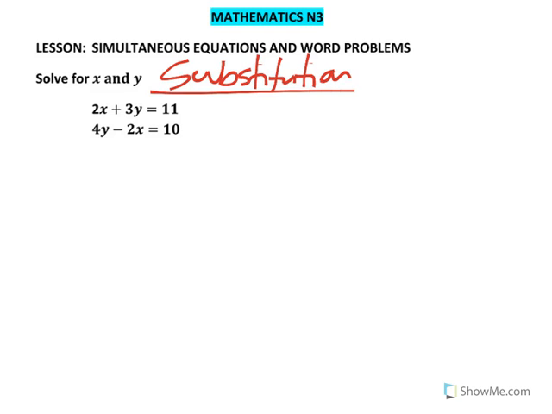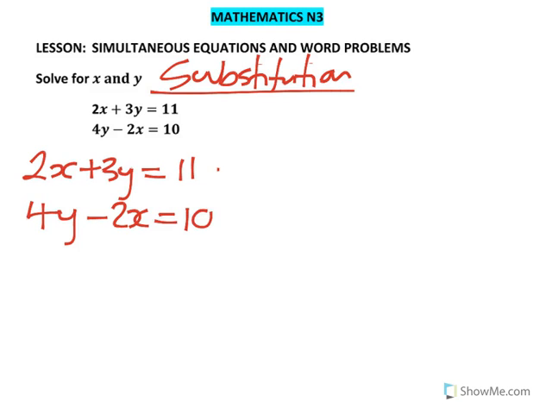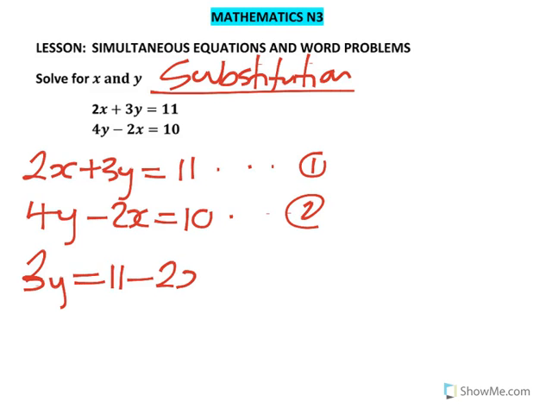Now, on this one, we are given 2x plus 3y is equal to 11. And you're given 4y minus 2x is equal to 10. This is equation 1 and this is equation 2. You can focus again on equation 1 and say, let us make y the subject of the formula, for the sake of changing them. You have 3y is equal to 11 minus 2x.